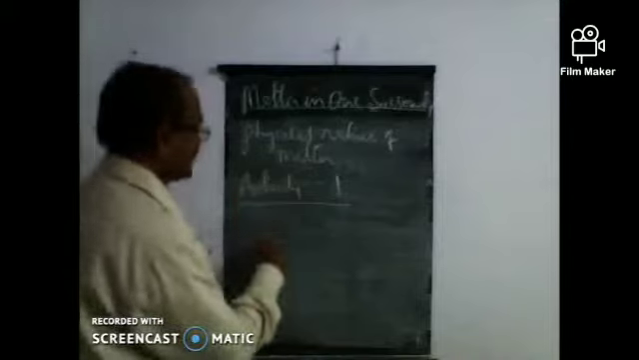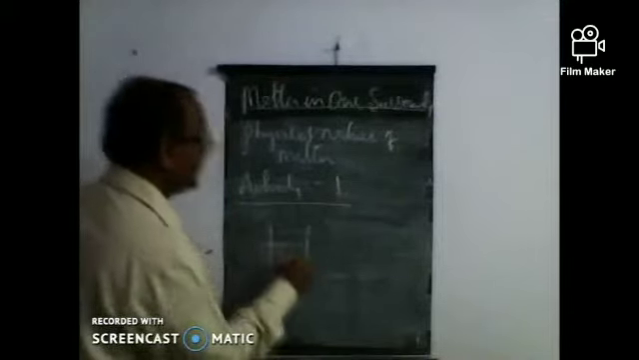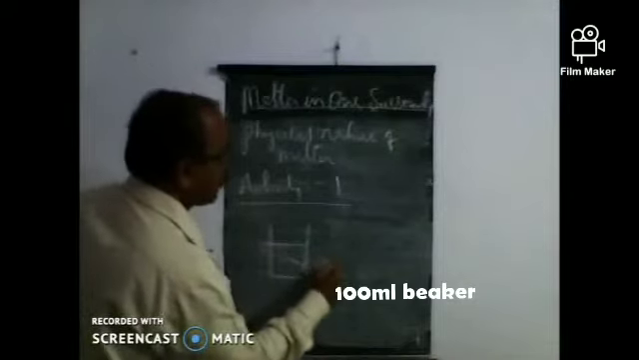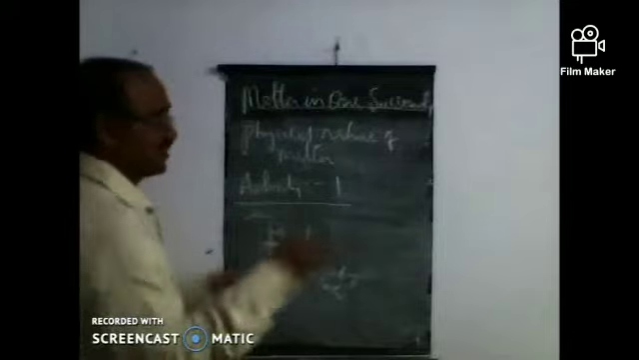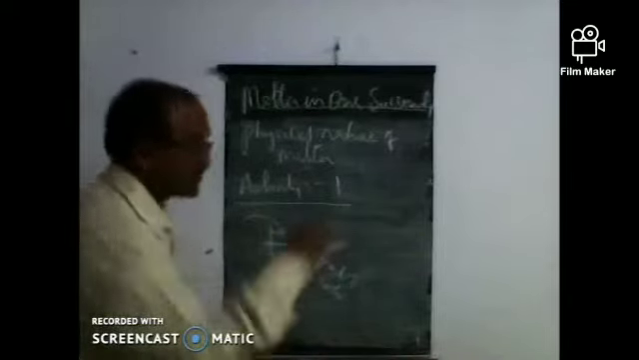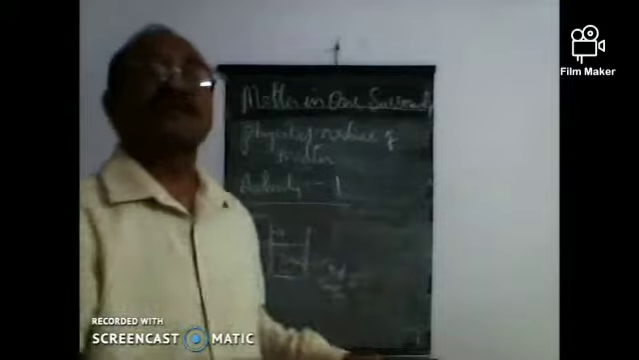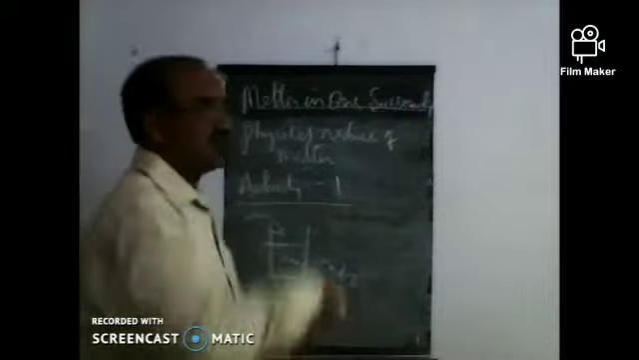Now, in this activity, we are going to take a beaker of 100 ml and pour some, say, 50 ml of water in it. Next, take a spoon of sugar, put it into the water, and stir it. When I stir it, all that sugar dissolves.